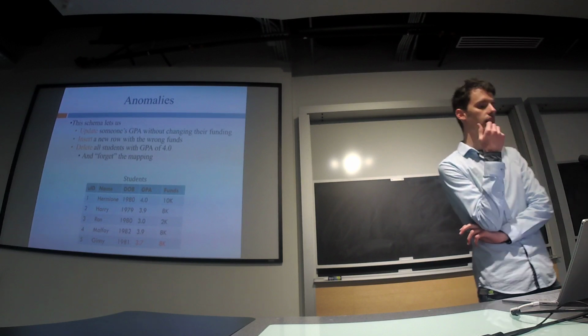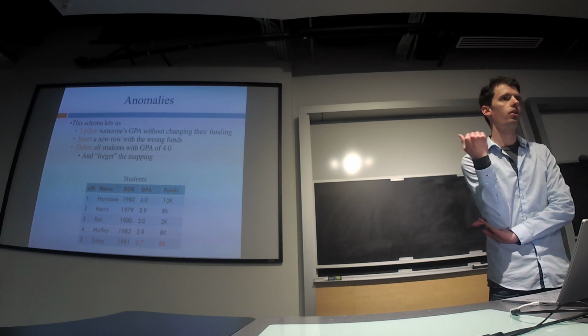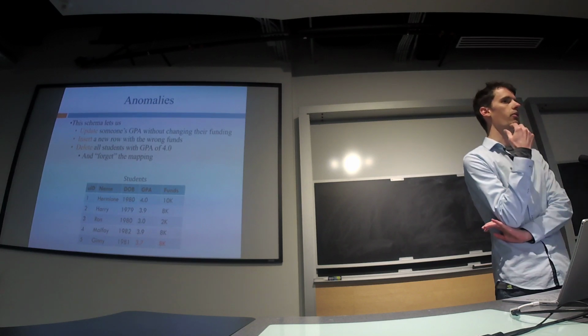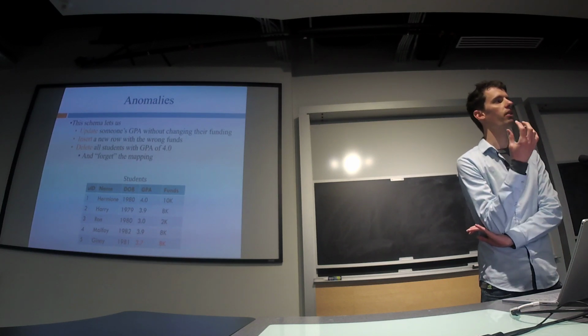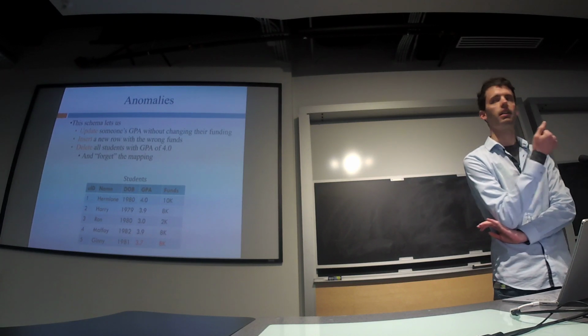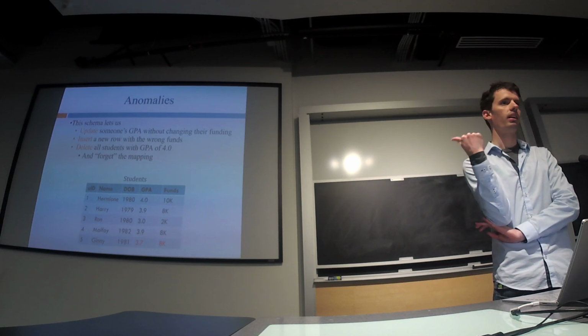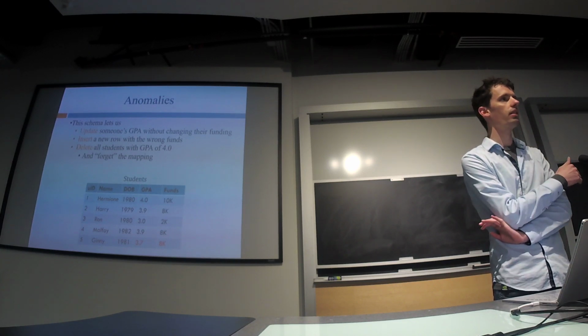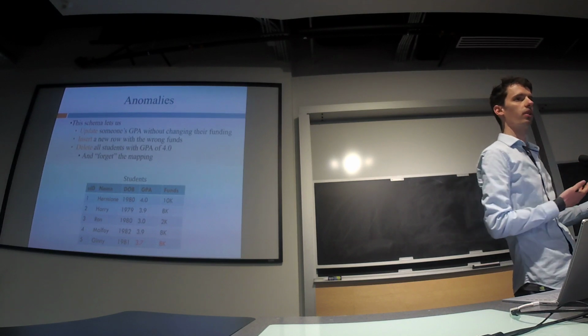Another problem here is, say I delete every single student with a 4.0 for whatever reason, then we've forgotten how much money the 4.0 students should get. We've lost that mapping because it's not saved anywhere else. If all such students get deleted, then the mapping is also deleted.